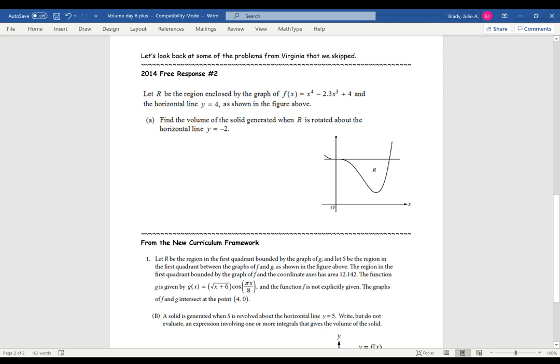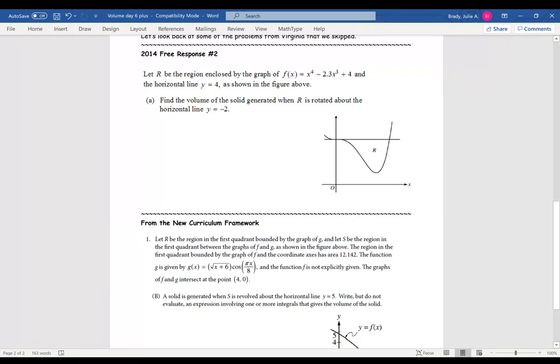Okay, so here's this problem. We worked on a couple of different parts of it, and now we're going to do the first part, which is really the last part we learned. So if you remember, we had to find the bounds, and we had already found that. That's 2.3, because you could set these two functions equal, subtract, and factor. So here is the bounded region.